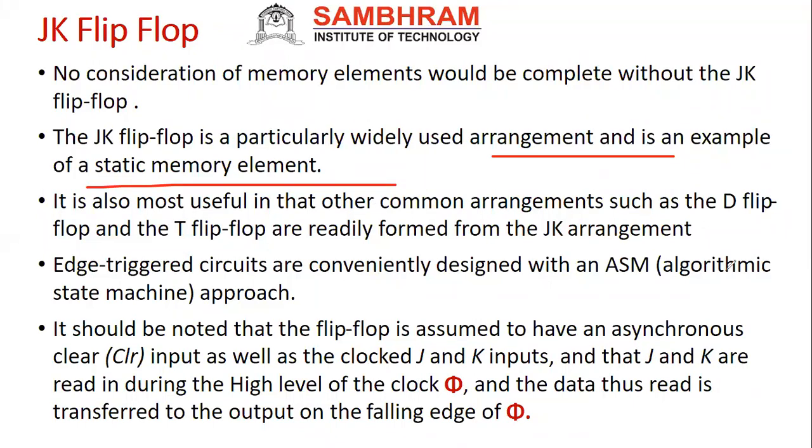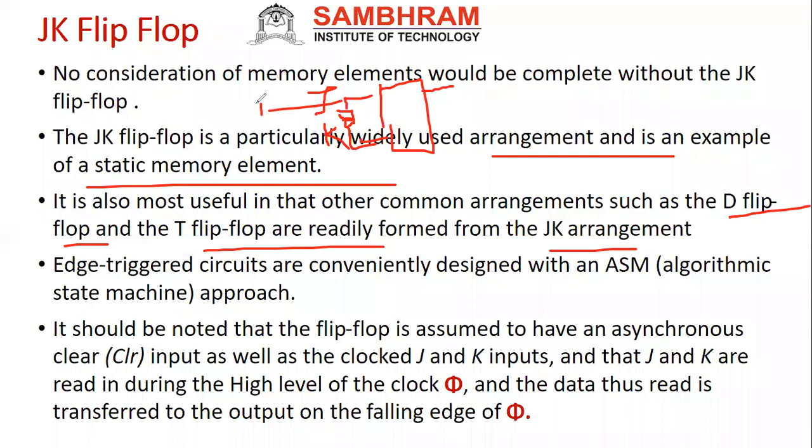It is also useful in other common arrangements, such as the D flip-flop and T flip-flop, which are readily formed from the JK. Once you know the JK arrangement, from the JK I can design a T flip-flop and a D flip-flop also. How can we make it? If this is the JK, this is J, this is K. How can I form this into T? From J to K, you connect one inverter, then I will get T, correct? This is T.